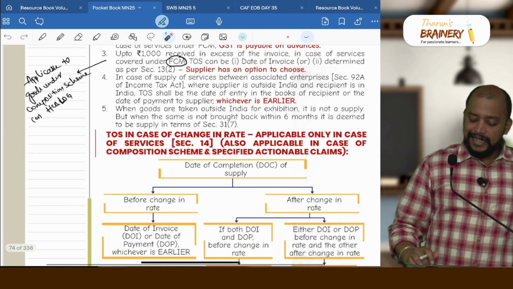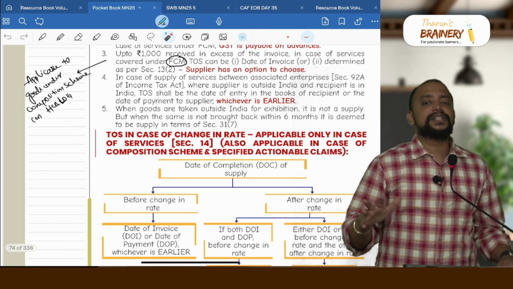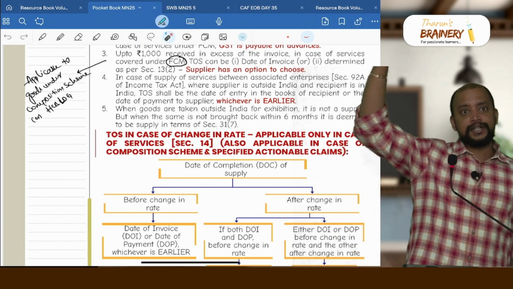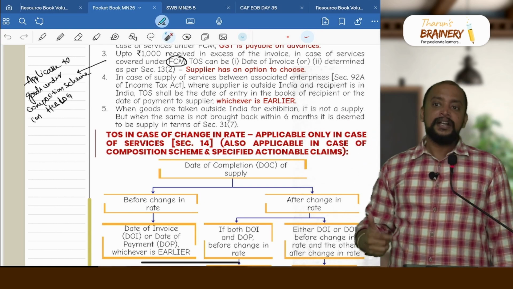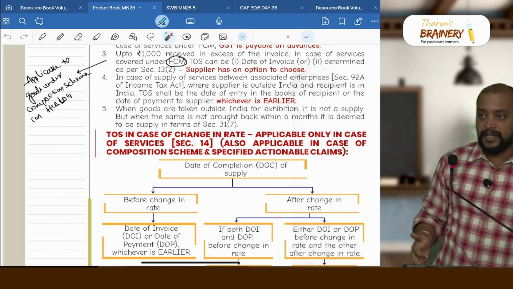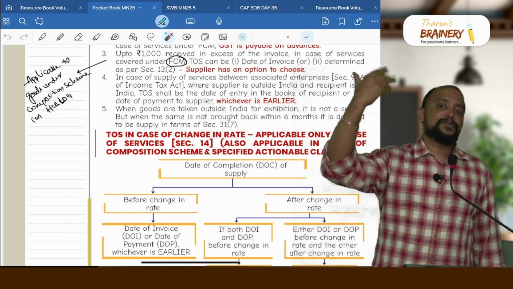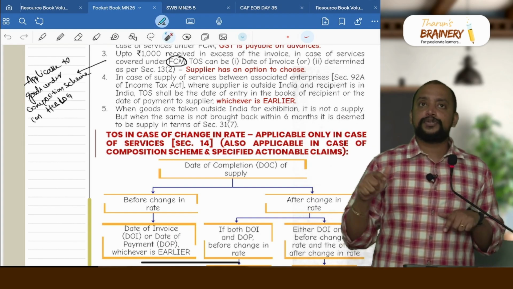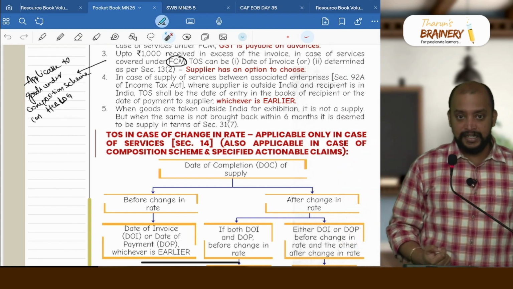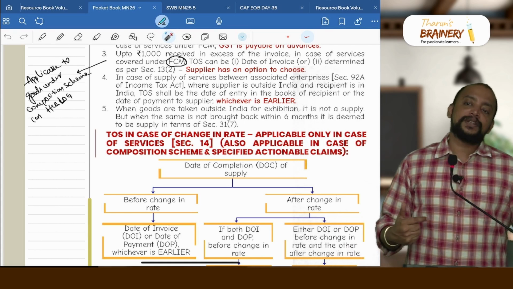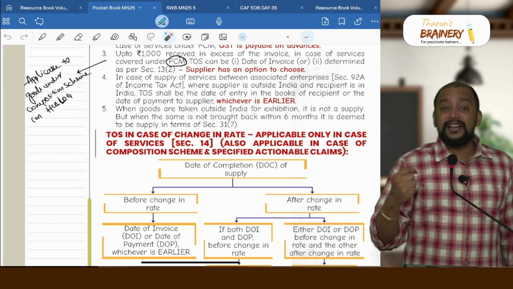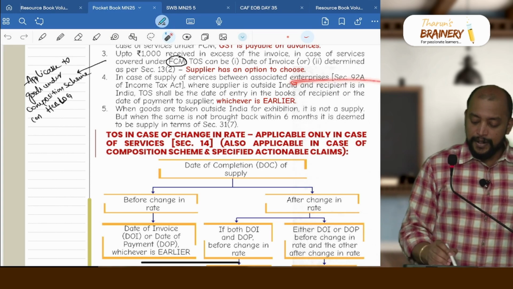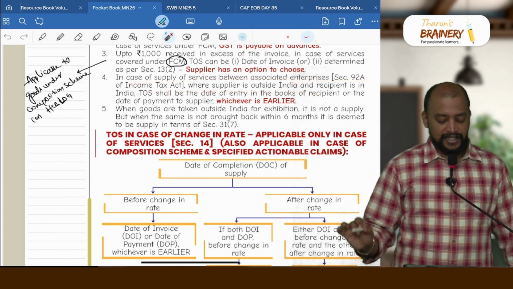services. Then in case of services between associated enterprises, under section 92A, where the supplier is located outside India and the recipient is located in India, it's an import of service covered under RCM. Generally the time of supply is the date on which payment is made or the 61st day from the date of invoice, whichever is earlier. But in case of associated enterprises, import of services, the date on which payment is made to the supplier or the date of entry in the books of the recipient, whichever is earlier, should be taken. So this is in case of import of services by associated enterprises.